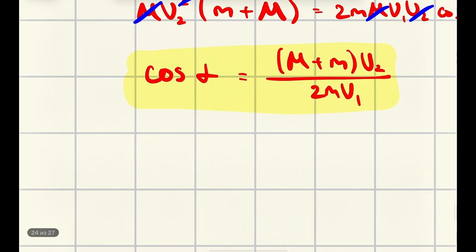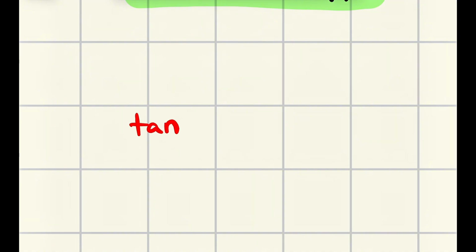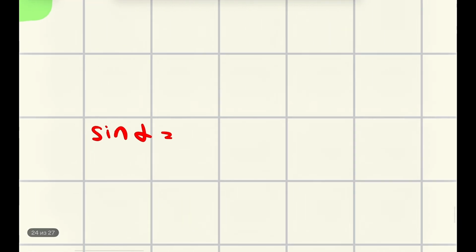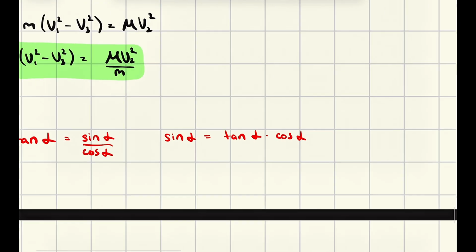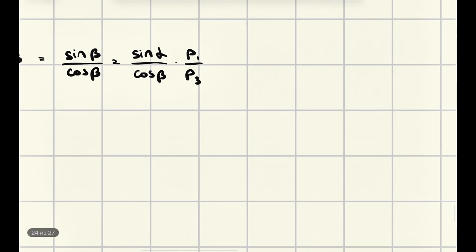What else? Sine alpha, okay, I see it. We can move to cosine alpha. How? We know that, maybe I would write it here, yeah? We know that tangent alpha equals sine alpha divided by cosine alpha, right? So I can write it as sine alpha equals tangent alpha multiplied by cosine alpha. Okay, right now you probably see where I'm going with this. Yeah, sine alpha is tangent alpha multiplied by cosine alpha.